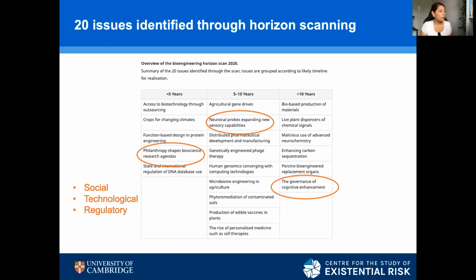And then when we talk about regulatory work, for example, in 10 years, we are going to be thinking about what regulations we need to implement in order to manage, prevent, or regulate cognitive enhancement, which can be because of the neuronal probes, or because of the connections that we are making with our brains, right? With our brains and computers or artificial intelligence.